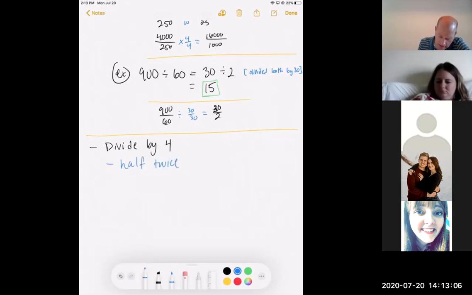Okay, so that's my strategy. If you want to divide anything by 4, take half of it twice. It's kind of like to divide by 8, take half of it 3 times. But a lot of times we divide by 4. So our example is 96 divided by 4. What is 96 divided by 4 using this strategy?